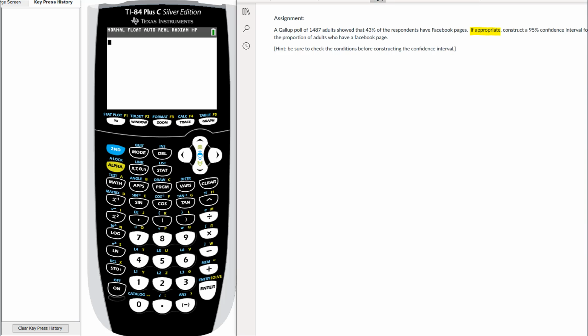So the conditions are that n times p hat has to be bigger than or equal to 5, and n times q hat has to be bigger than or equal to 5. So we're going to go ahead and check both of these conditions. Let's extract the information based on these two formulas. We're going to need n, p hat, and q hat.